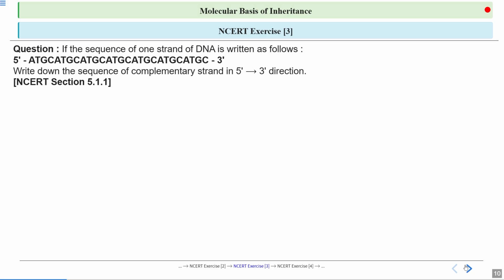They have asked us to write the sequence of the complementary strand. So whatever complementary strand this 5' to 3' is going to make, we have to give the sequence of that complementary strand, but in which direction? In 5' to 3' direction. And this is from NCERT section 5.1.1.